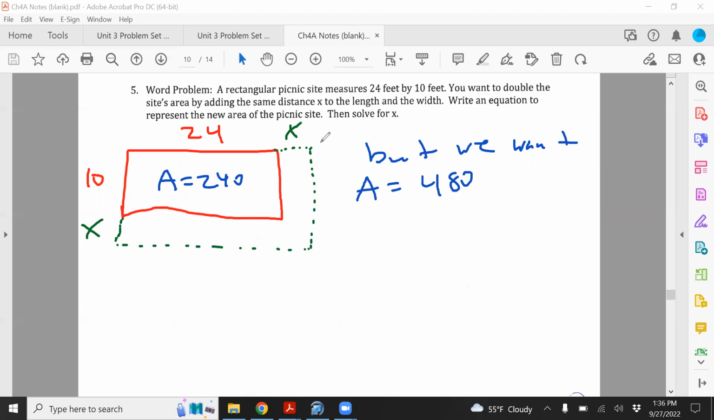Yeah, so basically it's like you have these stakes or posts in the ground, and then you're just going to move them further out. You're stretching it both ways until you get double the area.